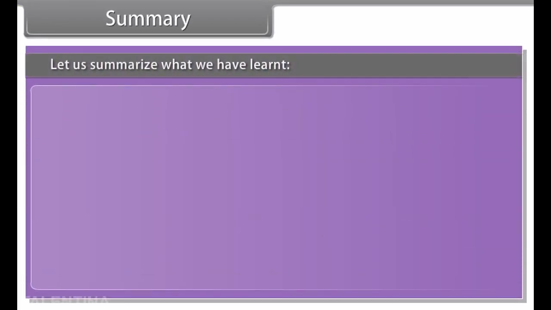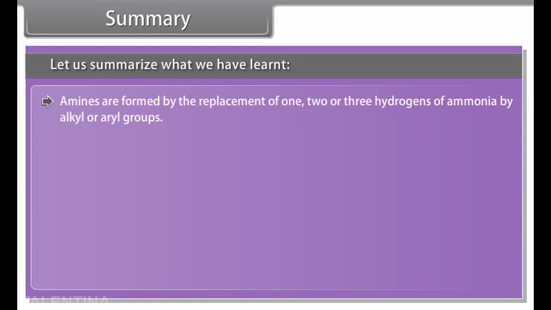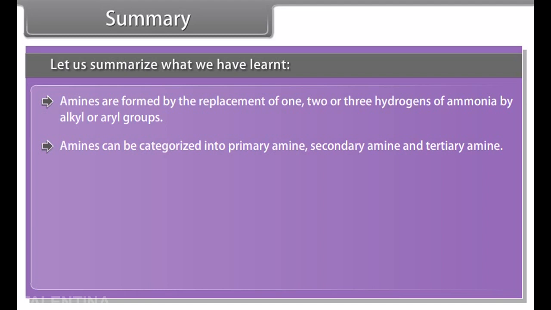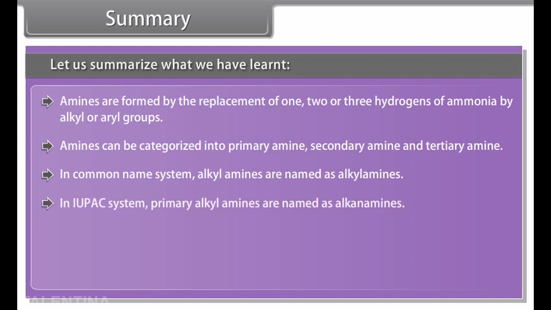Summary. Let us summarize what we have learned. Amines are formed by the replacement of 1, 2, or 3 hydrogens of ammonia by alkyl or aryl groups. Amines can be categorized into primary amines, secondary amines, and tertiary amines. In common name system, alkyl amines are named as alkylamines. In IUPAC system, primary alkyl amines are named as alkanamines.